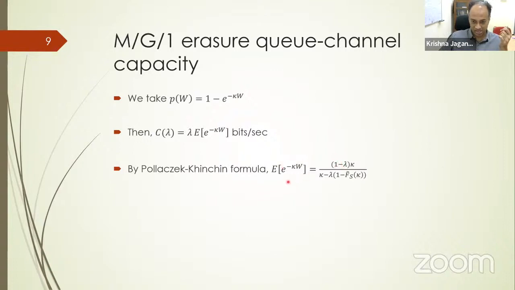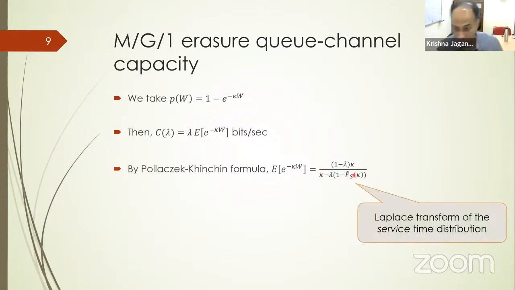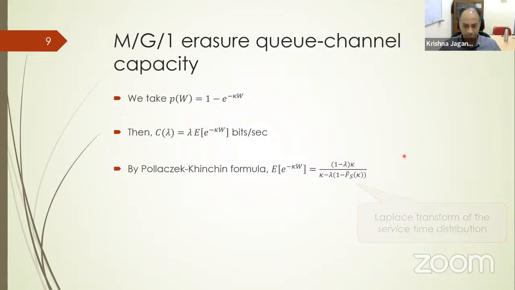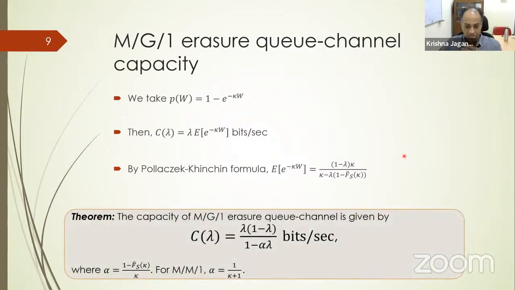Here, this is a standard formula, by the way, available in any queuing textbook like Kleinrock or whatever. So 1 minus lambda kappa by kappa minus lambda times 1 minus fs tilde of kappa. Remember, fs is the CDF, fs tilde is the Laplace transform of the service time distribution. So you have a closed form answer. The capacity of the M/G/1 erasure channel is given by this expression. This expression is exactly the same as this expression, where I have just made alpha as 1 minus fs tilde kappa over kappa. And for an M/M/1 channel, this alpha is very simple. It's 1 over kappa plus 1. So you have very nice closed forms for these M/G/1 channels.